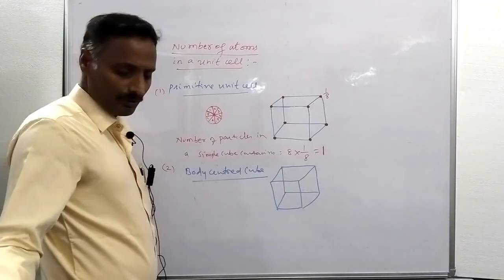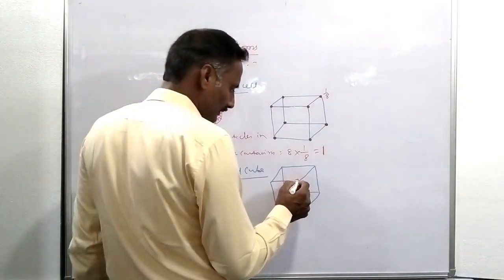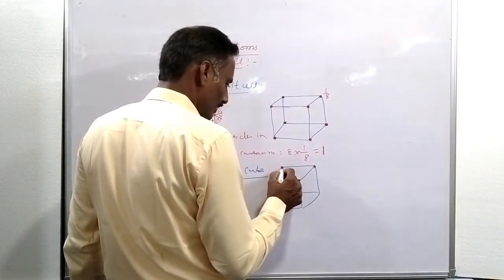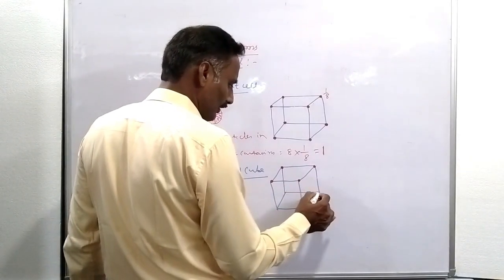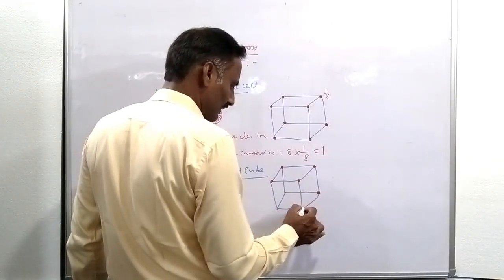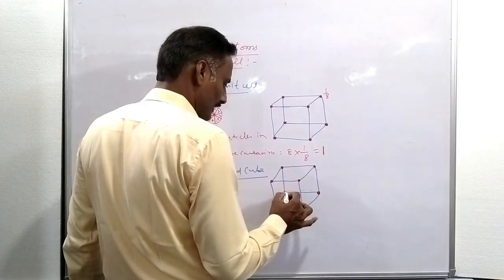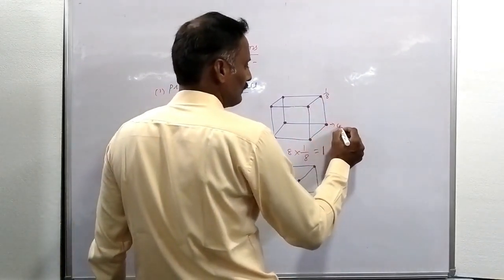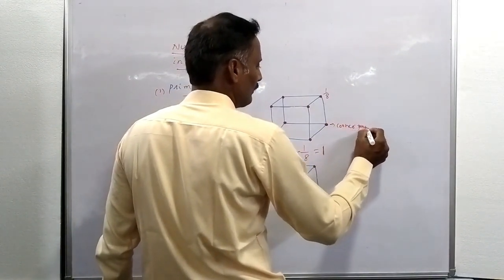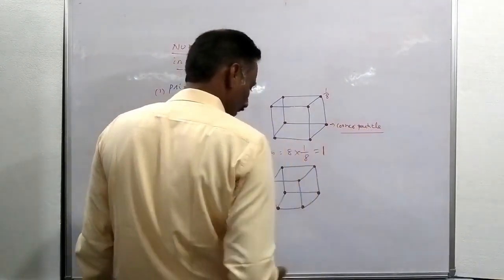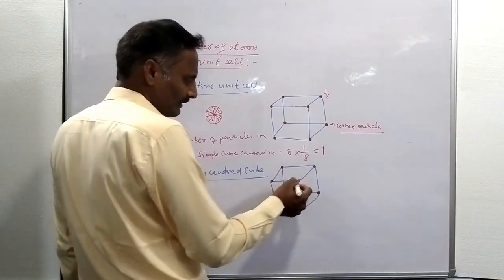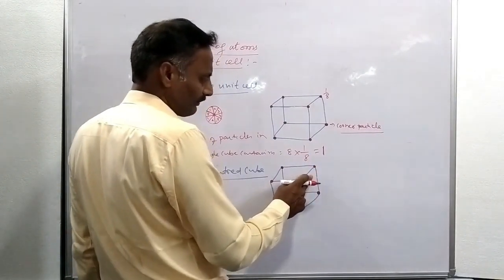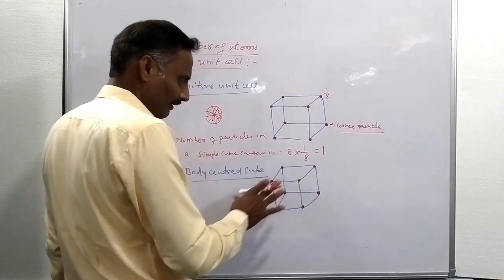This is a body-centered cube. The body-centered cube contains 8 corners. Along with 8 corners, 8 particles here, it also contains one particle in the body center. These are the 8 corner particles. There are 8 corners here. The 8 corners contain 8 particles, and each corner has 1/8 particle here. That's why one particle is present at the corner.